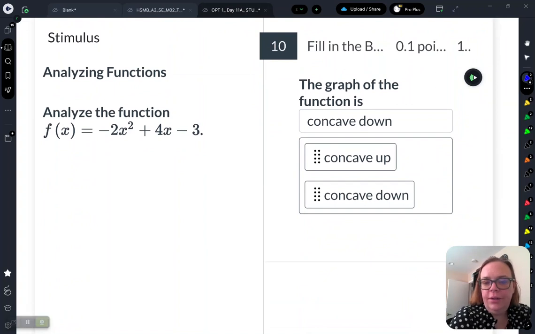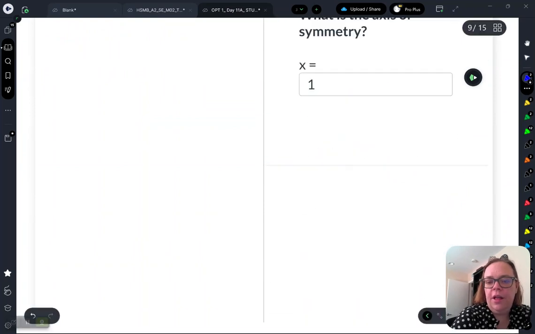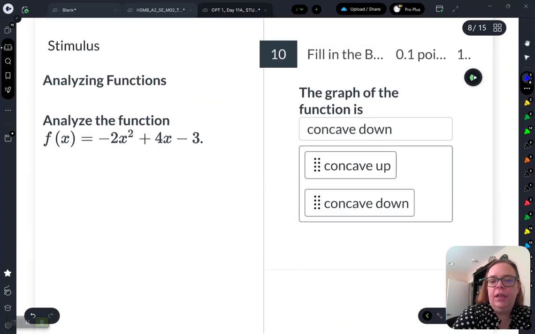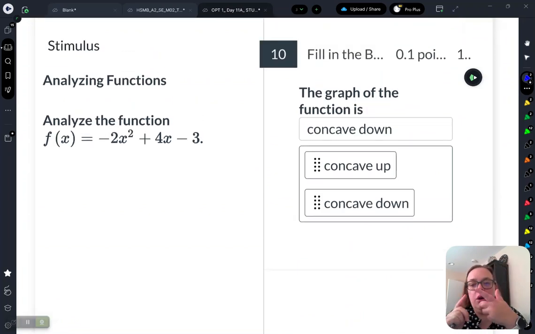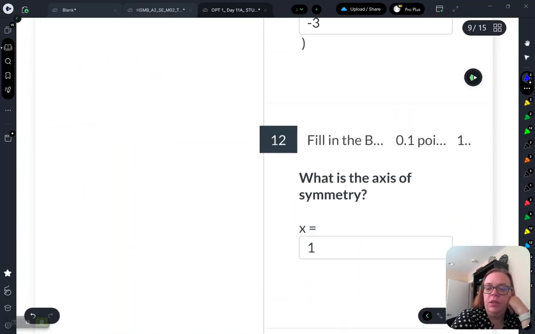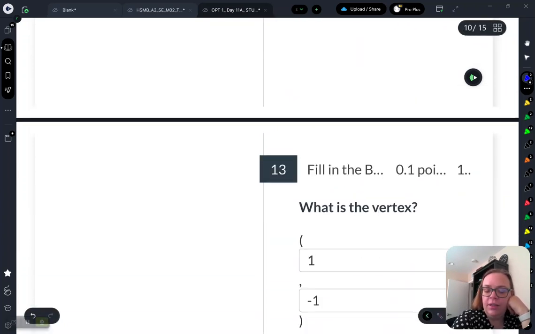Okay, number 10, 11, 12, and 13 are all basically tied to this function. We want to know if it's concave up or concave down, so opens up or opens down. We want to know what the y-intercept is. We want to know the axis of symmetry, and we want to know the vertex. So we need to get all this stuff from that.